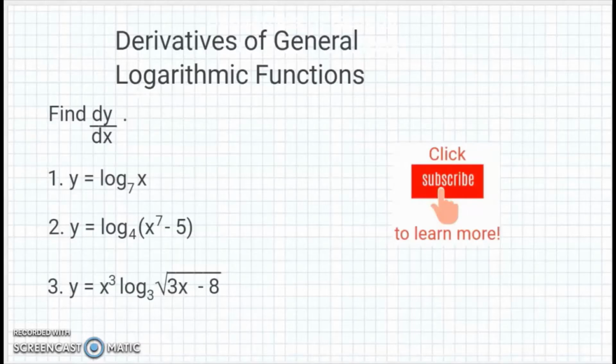Welcome back, learners! In this video, we're going to solve for derivatives of general logarithmic functions. We'll find the derivative of y with respect to x of each of the following. Number 1, y is equal to log x base 7. Number 2, y is equal to log x raised to 7 minus 5 base 4. And number 3, y is equal to x cubed log square root of 3x minus 8 base 3.